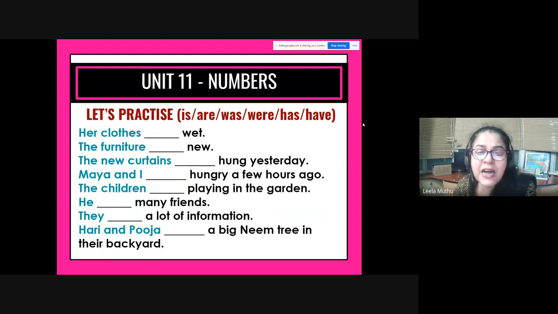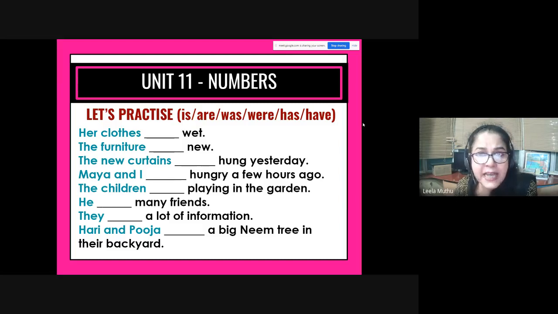Right? Now we just have revision and we are almost through with the lesson, and let's see if you have understood. Now we're just going to do helping verbs, putting it in the correct place. You have to know which helping verb to use. You know that is a singular verb, are is a plural verb, was is a singular helping verb in the past tense. Were is a plural helping verb in the past tense. Has is a singular verb, and have is a plural verb. Okay, so let's see the subjects. According to that, we will do this exercise.